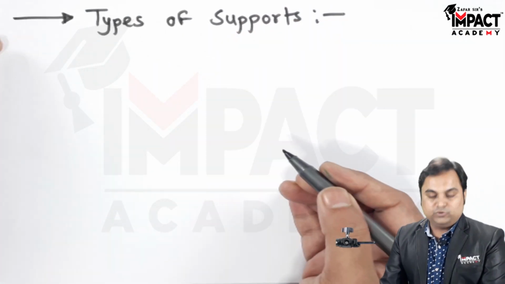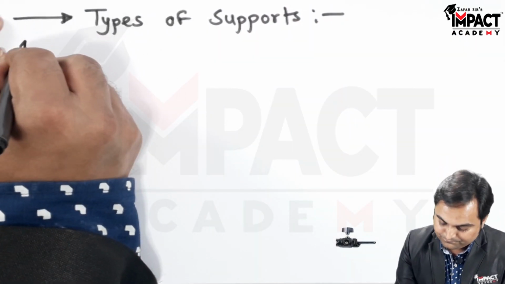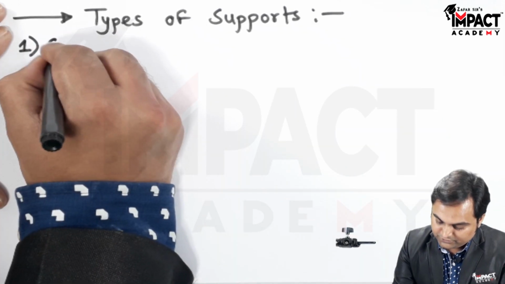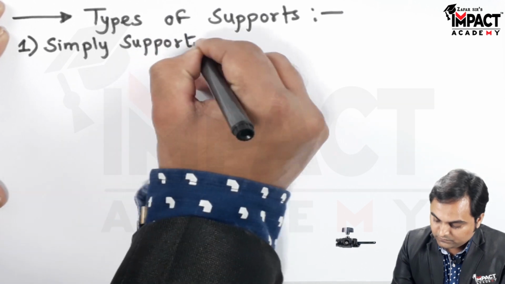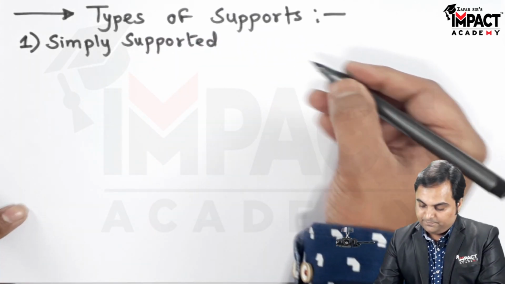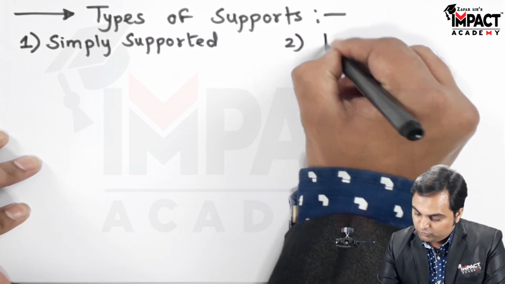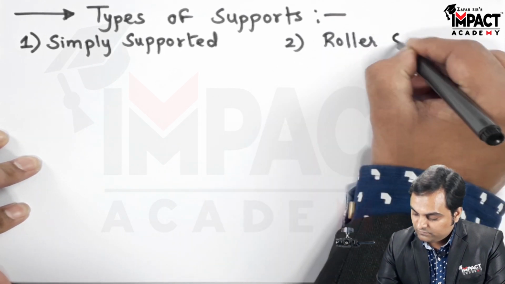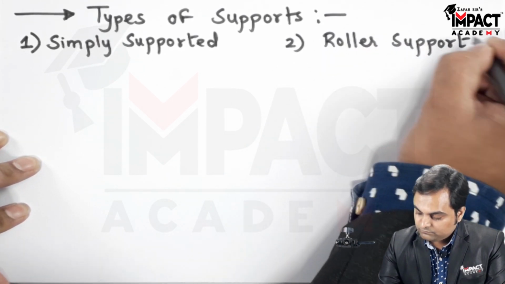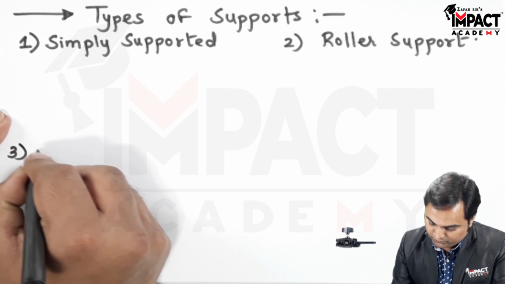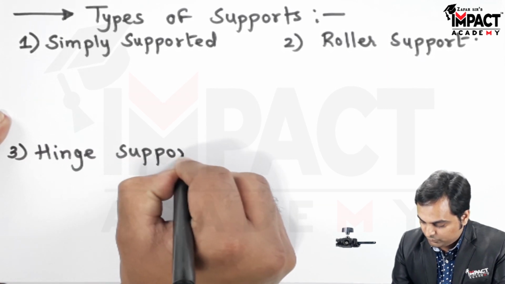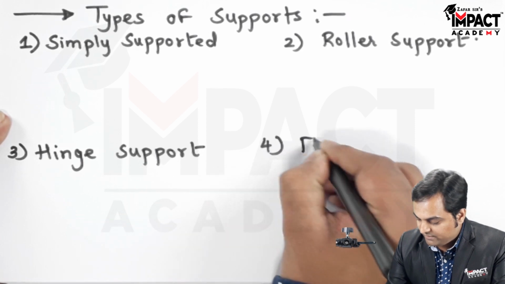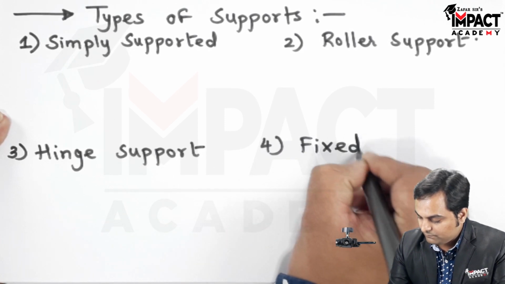Now the types of supports for a beam are: at first, the simply supported beam, then we have roller support, next we have hinge support, and we have fixed support.